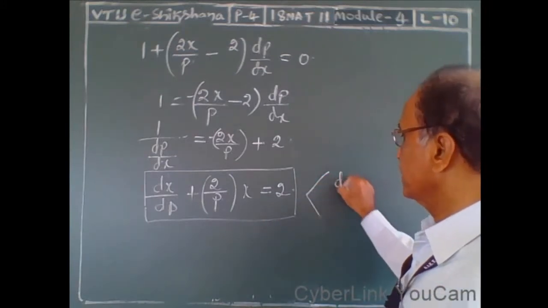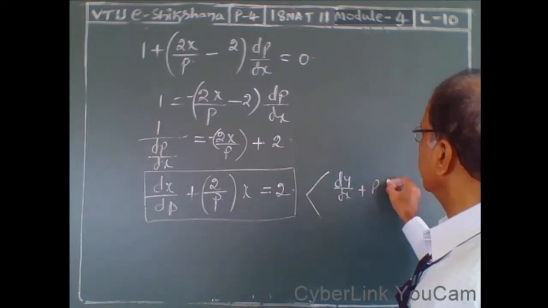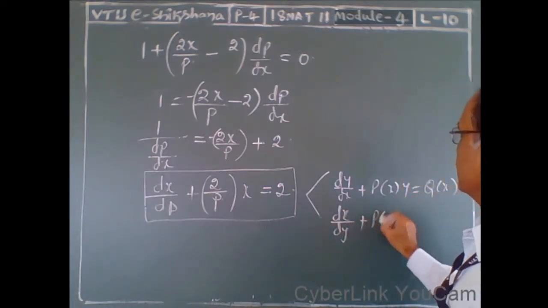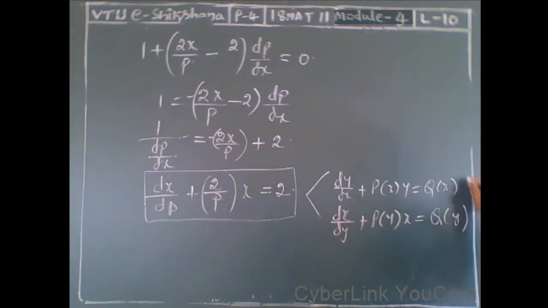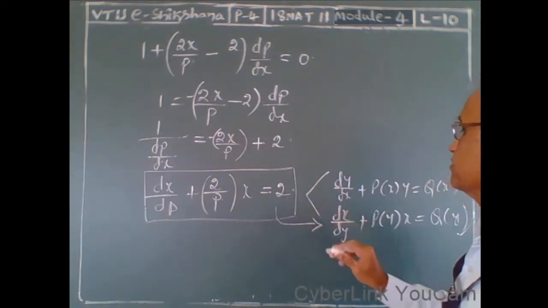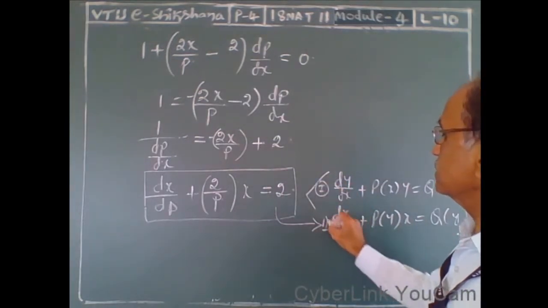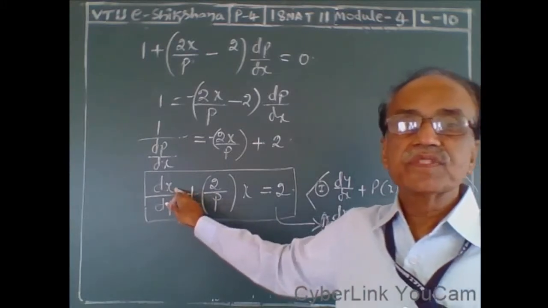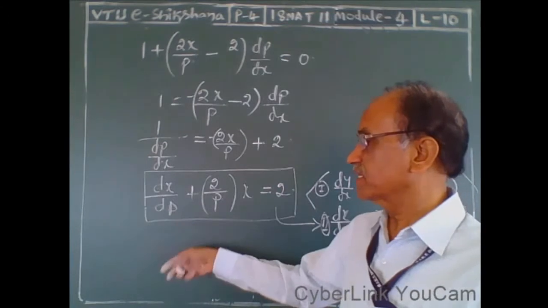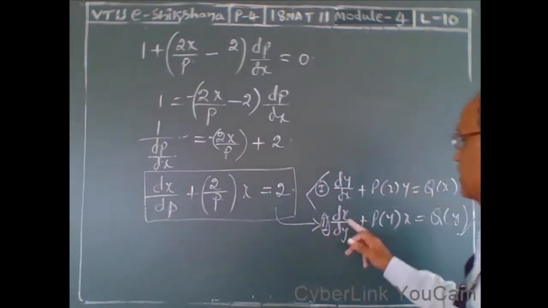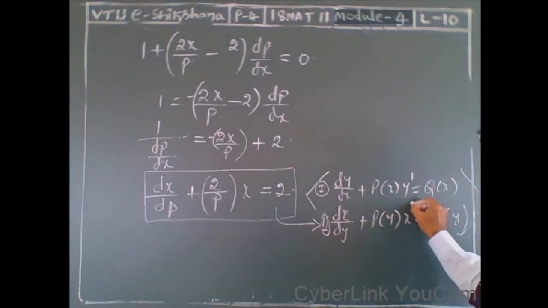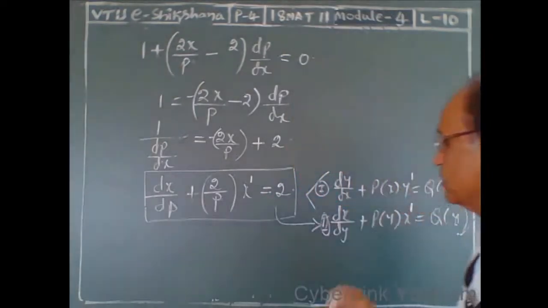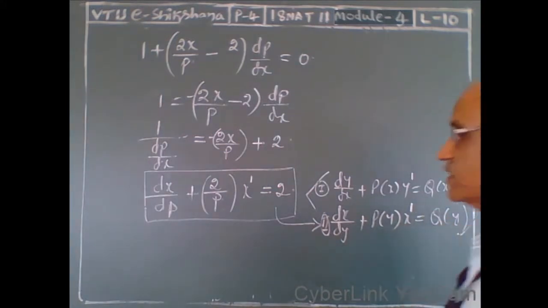So this can be compared like dy by dx plus p of x into y is equal to q of x. Then dx divided by dy plus p of y into x is equal to q of y. There are two different forms. Exactly this is similar to the second form. So this is the first and this is the second form. How is this to be compared? In the second form, because x is in the numerator, it acts as the dependent variable, and p is in the denominator, it acts as the independent variable. That is dx by dp, this is linear in x. We brought this to the general and standard form of linear differential equation, that is dx by dy plus p of y into x, that is equal to q of y.